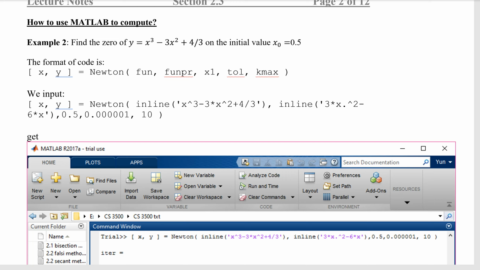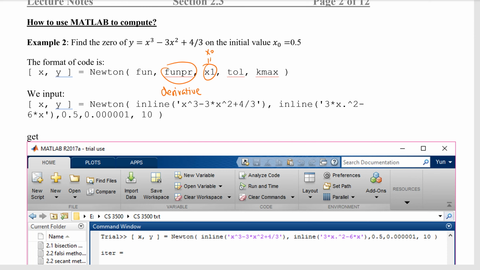The format of the code is brackets x comma y brackets equals capital N newtons, and then we have the function. The function PR is the derivative. So we need to input the function and we need to input the derivative. MATLAB won't calculate the derivative for us. And this x1 is the same as my x0, but in the code I call it x1, and we still have the tolerance and the k max.